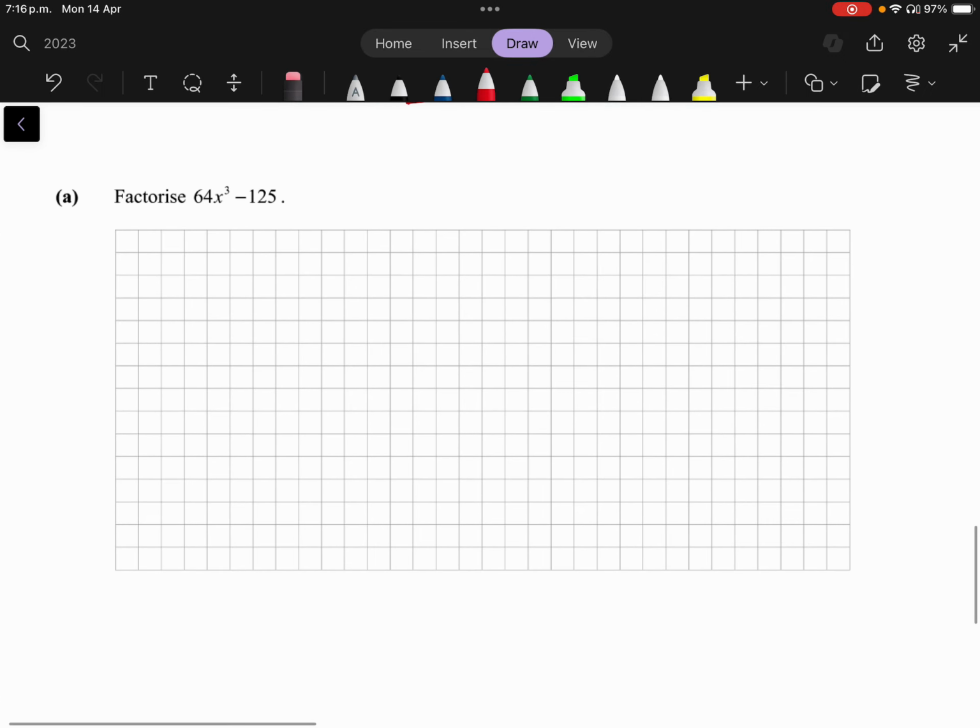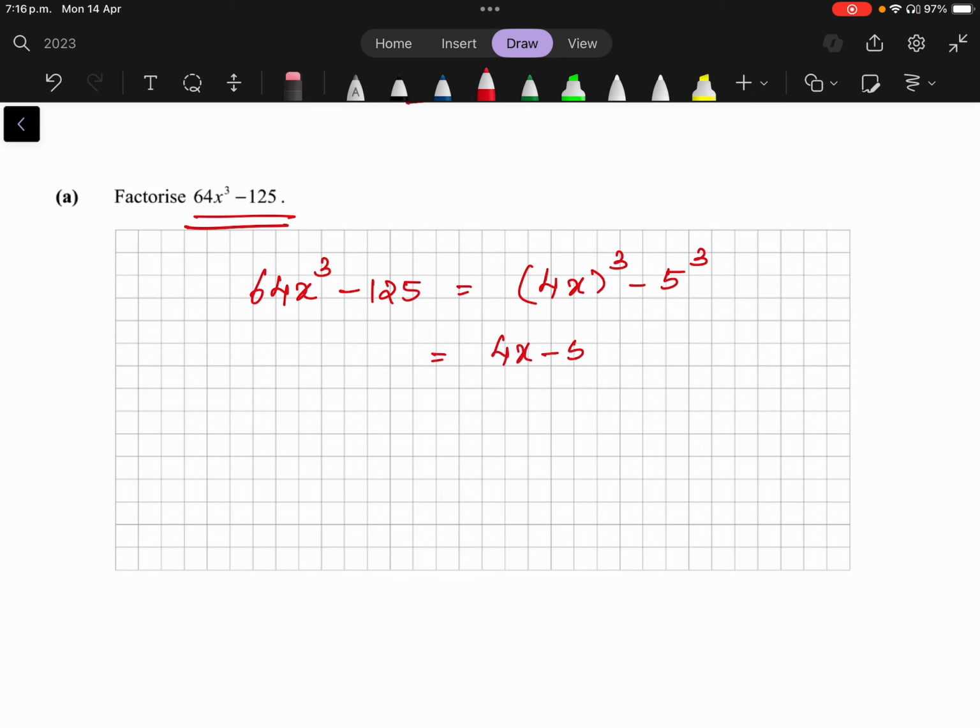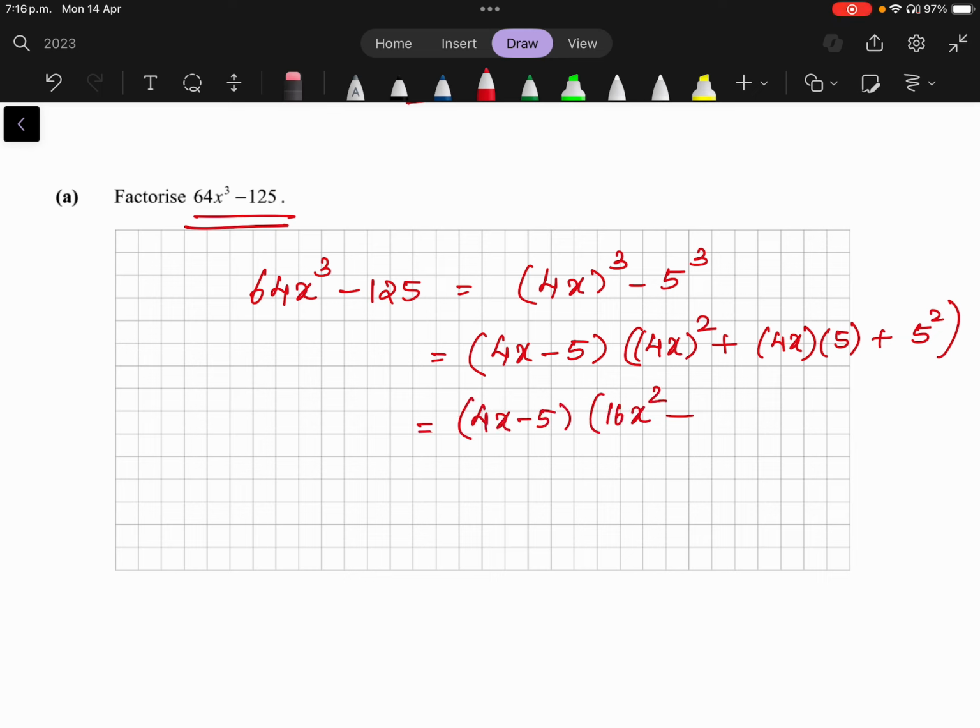See another question which is coming. As soon as you see it, what you have to remember, it is a cubic expression. So you will write this as 64, a cubic expression. We know how to factorize. So I will write this as 64x cube. So 64 is a cube of what? It is 4. So 4x cube minus 5 cube, and then I will take the formula. So 4x minus 5 and 4x square plus 4x times 5 plus 5 square, that is equal to 4x minus 5, 16x square plus 20x plus 25.